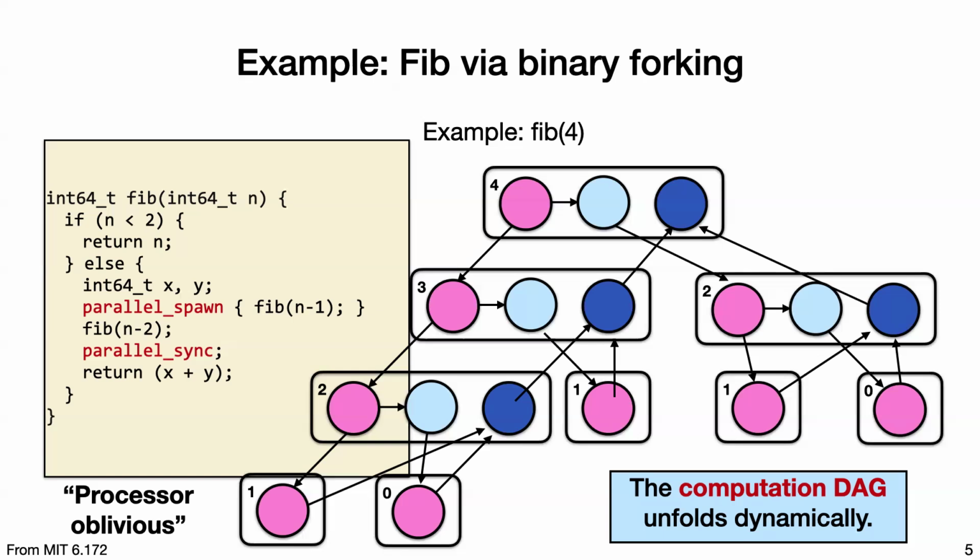There are parallel work efficient algorithms for fib, but they are more complicated. This is just to illustrate the binary forking paradigm, especially to illustrate the computation DAG, because this is a simple recursive algorithm. Good question.